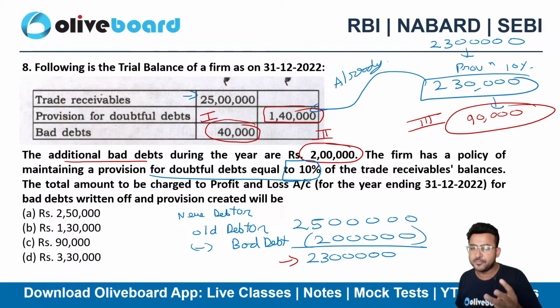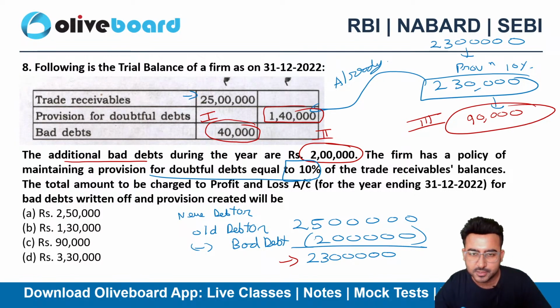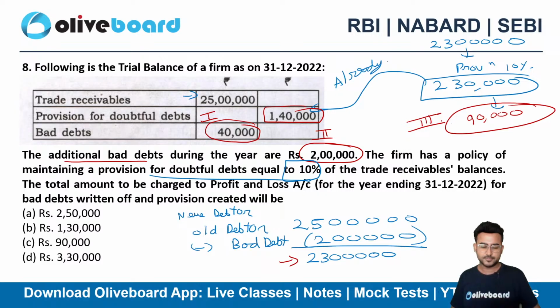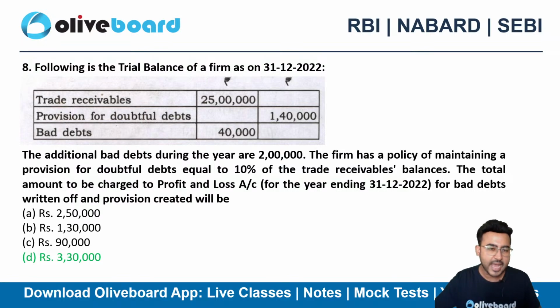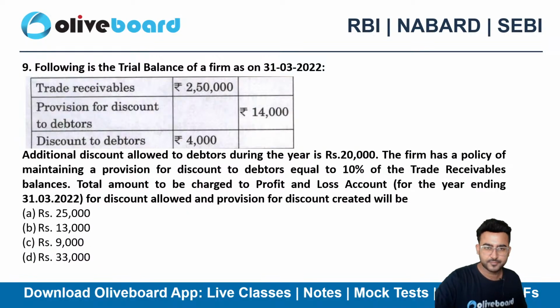So तीन चीजें P&L account में जाएगी, 40,000, 2 lakh और 90,000. So total of 40,000, 2 lakh and 90,000 will be 3,30,000 here. Option D here will be the correct choice.